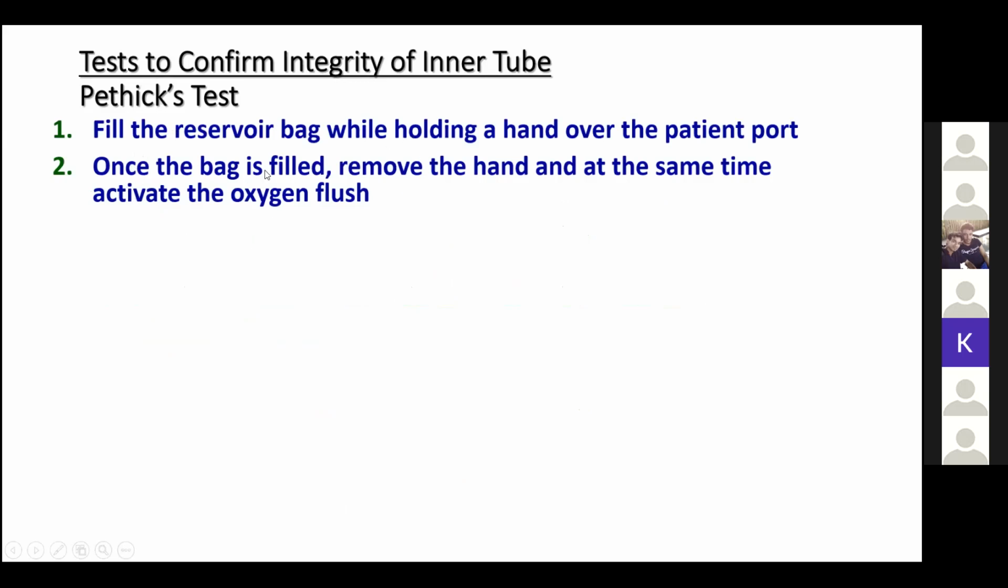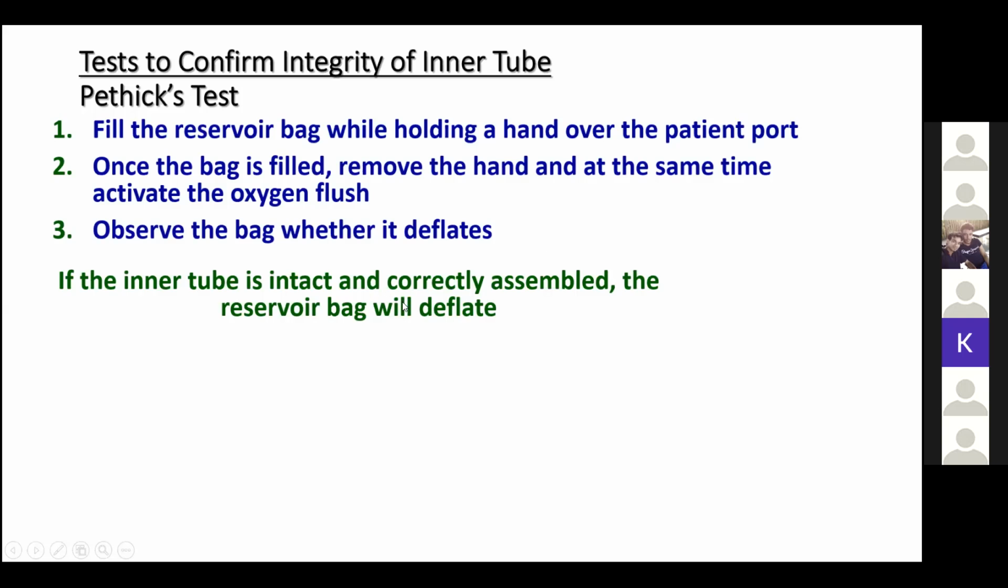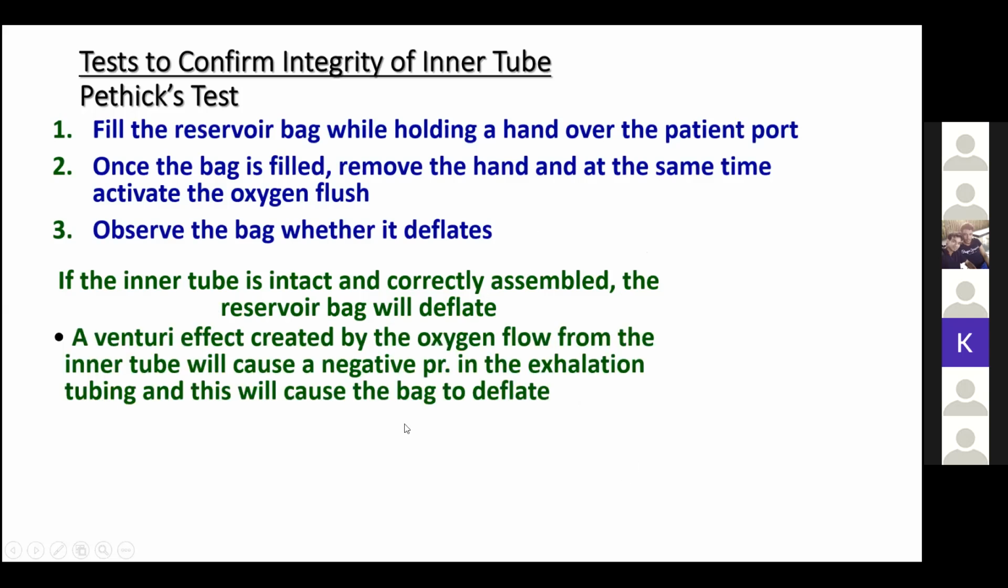That the inner tube will carry the gases, correct? It's a thin diameter. You are suddenly removing your hand and activating the flush. That means you are creating a Venturi effect. Observe the bag, whether it deflates. If the inner tube is intact and correctly assembled, the reservoir bag should deflate because a Venturi effect is created.